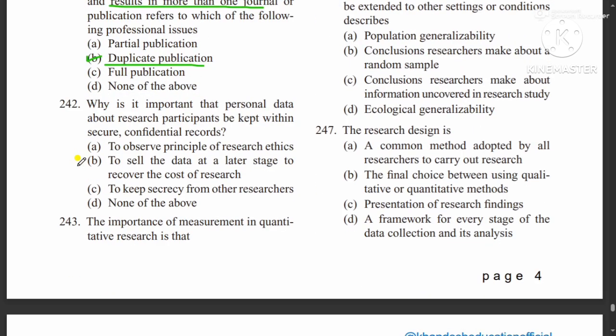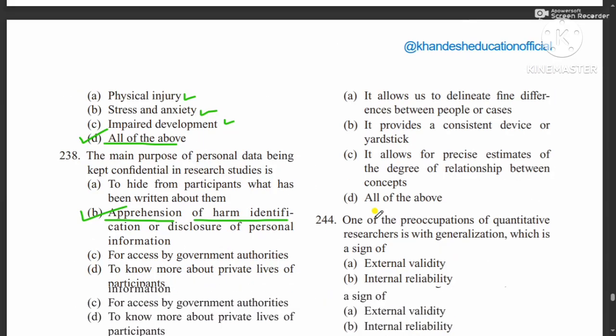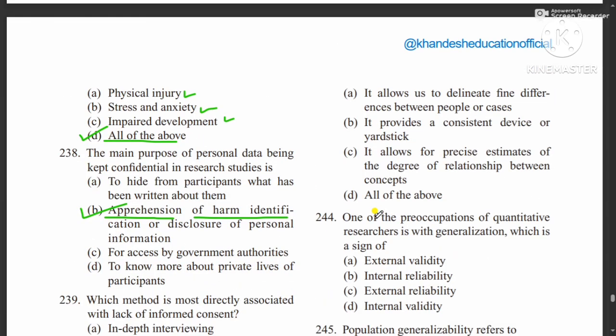Next, why is it important that personal data about research participants be kept within secure, confidential records? Because of two observed principles of research ethics. Option is correct. Next, the importance of measurement in quantitative research is that quantitative because of related statistical. Option D is correct. All of the above.